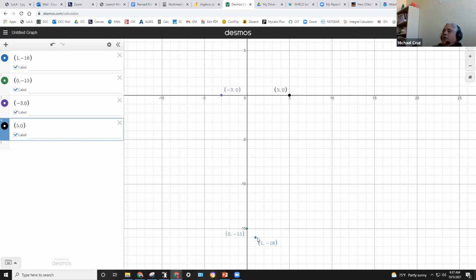Okay, this right here is our vertex, remember? So this is a minimum point. So this thing is way up here. It's coming down, going through the y-axis, and then that reaches the vertex, turning point, and then goes back up. Okay? Any questions about those points and how we got them?